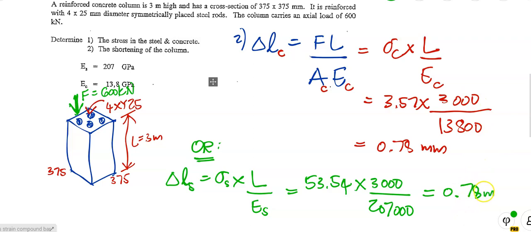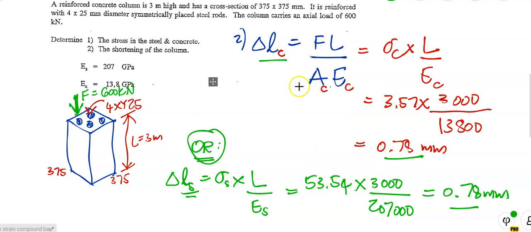0.78 millimeters. So I'll say it again. You can either calculate the shortening in the one material, the concrete, or you can calculate the shortening in the steel, but in this case I did both of them just to prove that these two are acting as a single unit. Therefore the shortening in both of them must be the same. When you do the calculation in class or an exam, just do one of them, but I normally do both just to check that they are the same.